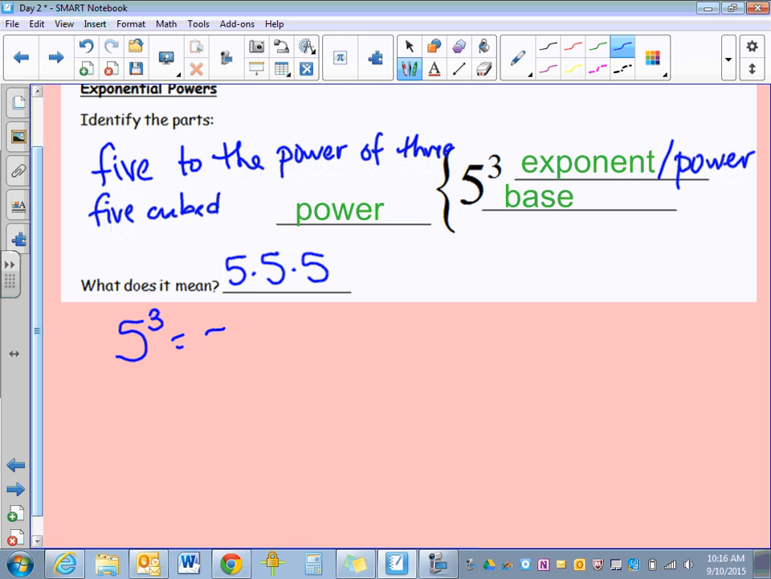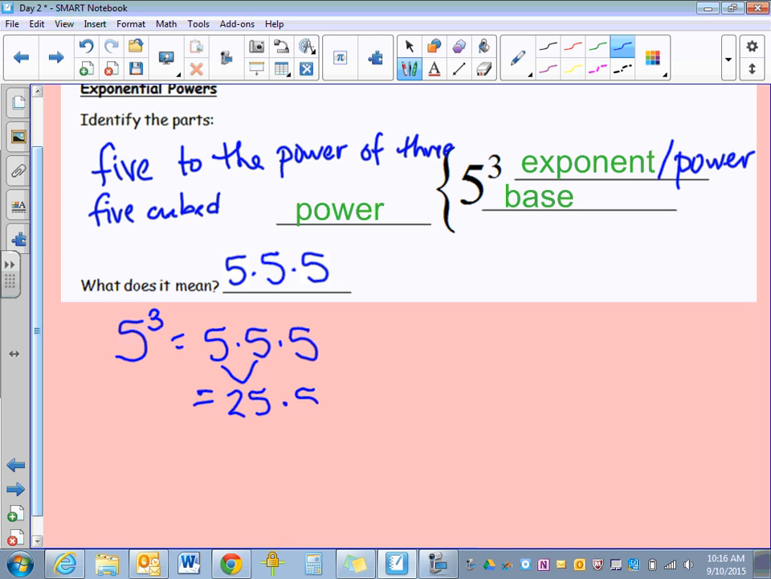Alright, so we said it's 5 times 5 times 5. We're going to try as much as we can to do some mental math and get our brains working. So I want you to keep your calculator off to the side of your desk. Without using your calculator, anybody remember from your multiplication facts what's 5 times 5? Go ahead and say it. 25! Yes! So 5 times 5 is 25.